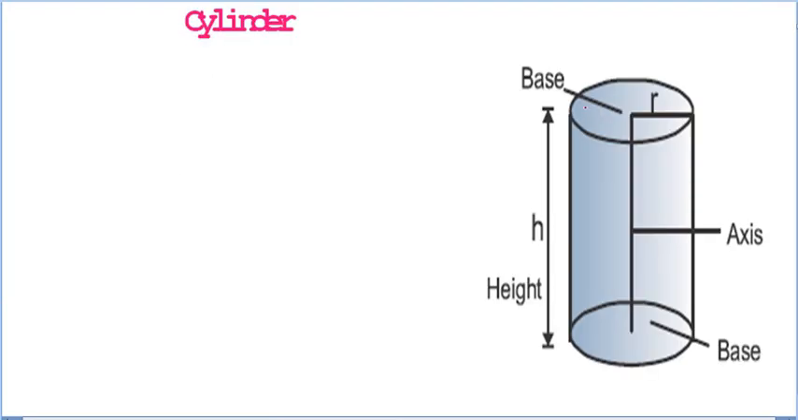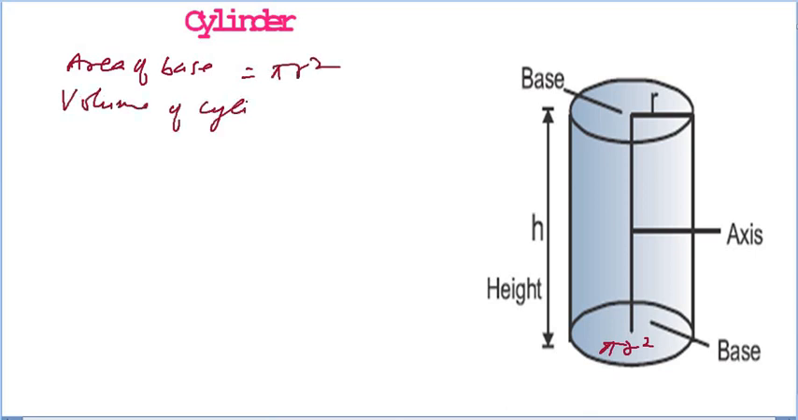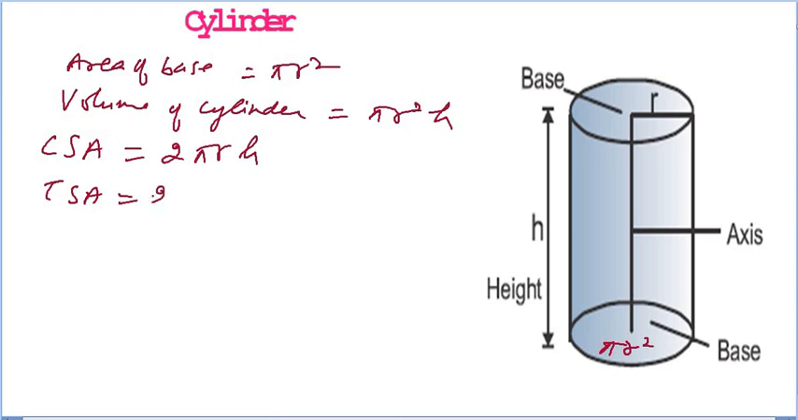Cylinder, you can see the base is circular, so area of base is pi r square and height is this, and the volume. First of all, area of base is equal to pi r square. Volume of cylinder is pi r square h. CSA, curved surface area, is 2 pi r h and the TSA, total surface area, is 2 pi r into r plus h. Now come to the exercise.